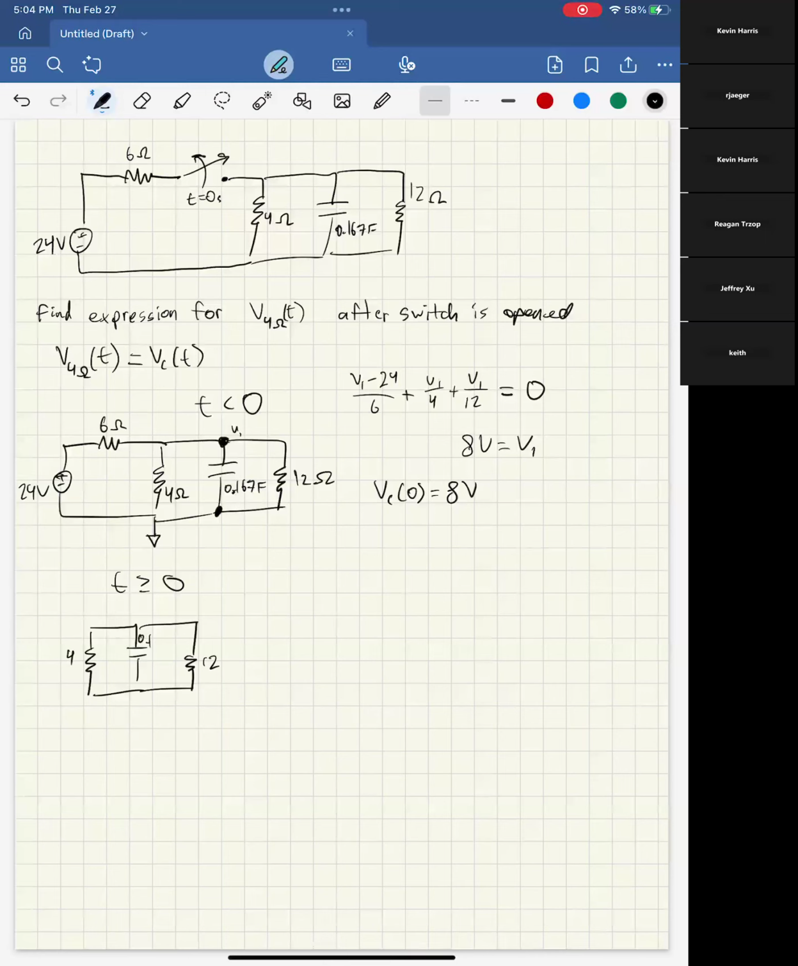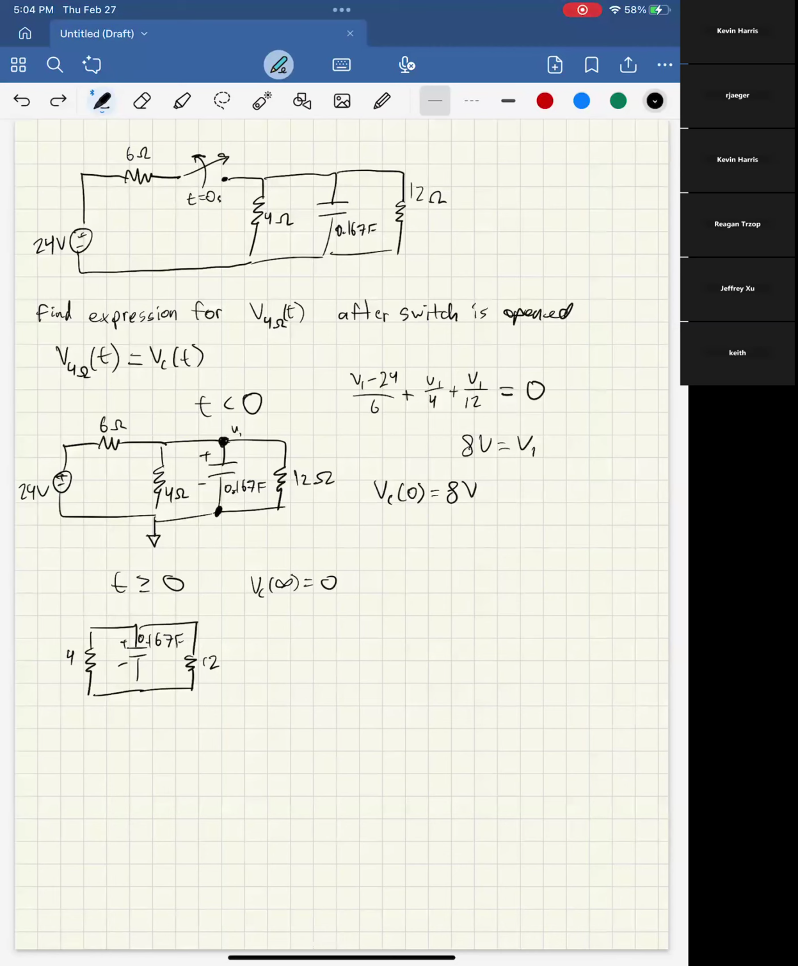This is 0.167 farads. All right. And as you can see here, there's no voltage source on it. So we can instantly say that VC of infinity equals zero, because the capacitor has some charge, right? And over time, it will all flow out through these resistors, and the resistors will dissipate that current as heat. It'll dissipate all the power, and then it'll go to zero.